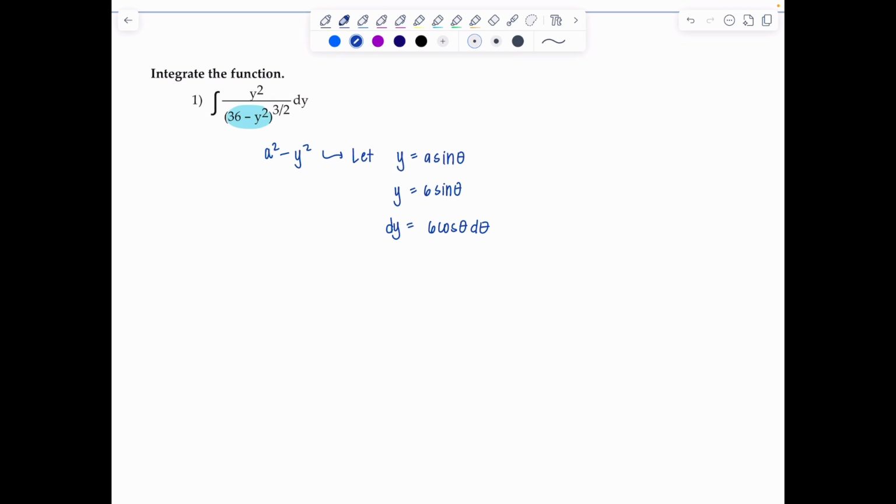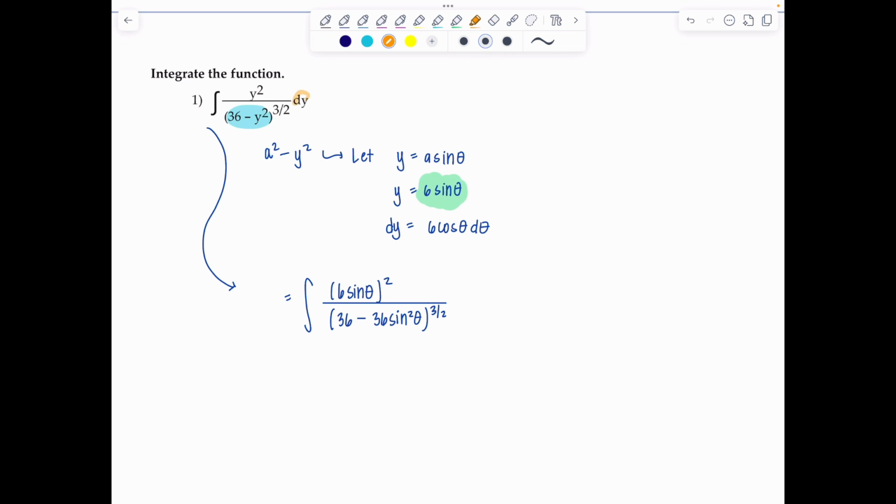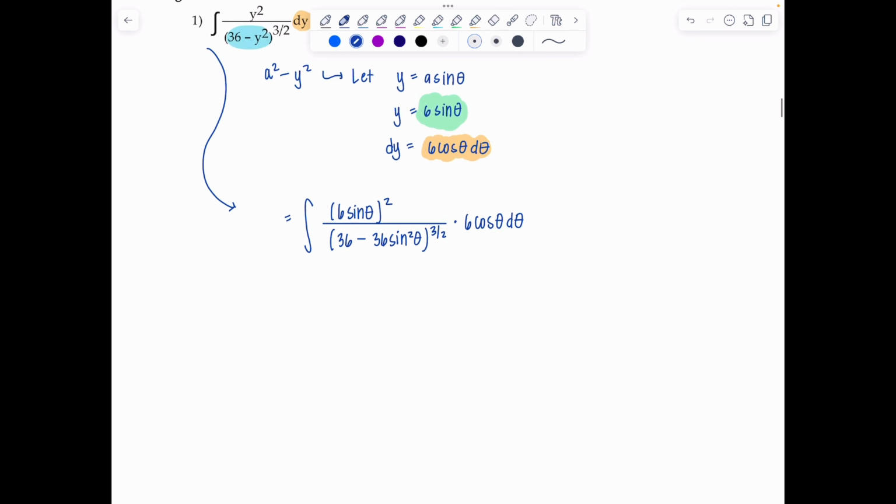And then let's go ahead and rewrite the whole integral in terms of theta now. So in the numerator, instead of y squared, I'm going to have 6 sine theta squared, over 36 minus another y squared. Are you guys good if I just write 36 sine squared theta? And then this is all to the 3/2. And then instead of dy, now what do we have? Well, dy is 6 cosine theta d theta. Okay, fabulous. All right, so let's see what's going on.